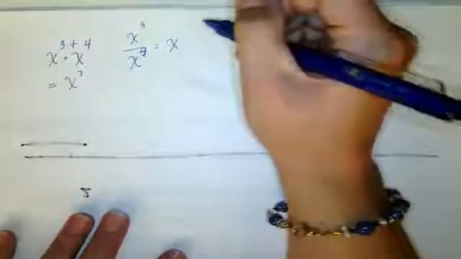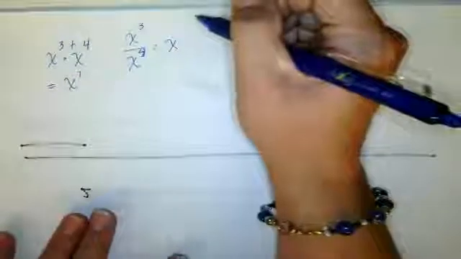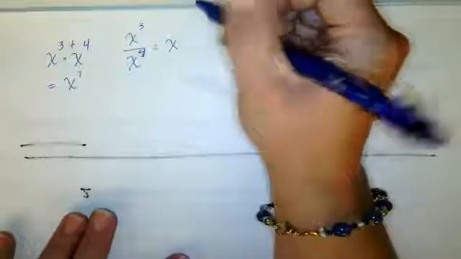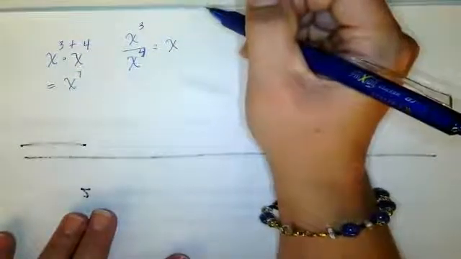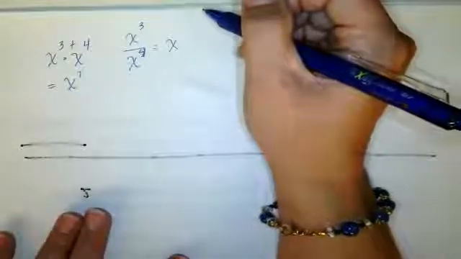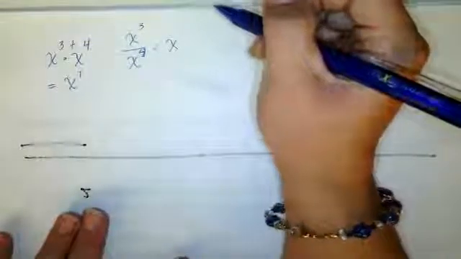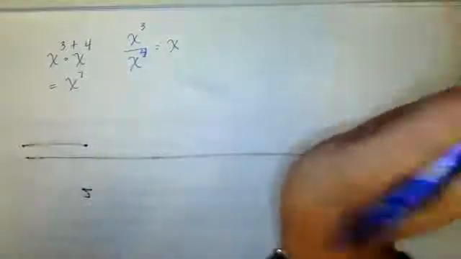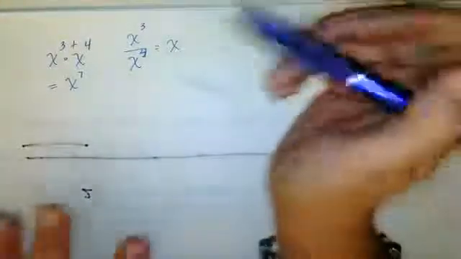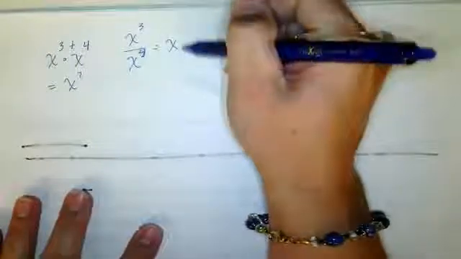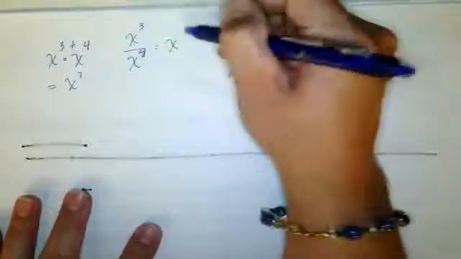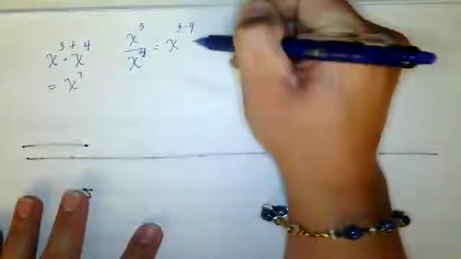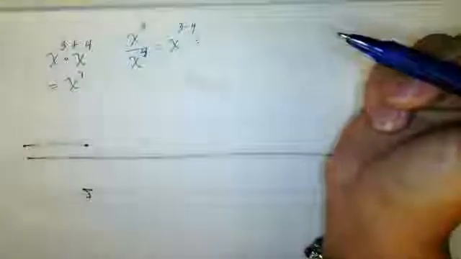But how do you subtract? You take the power of the denominator and subtract it from the numerator. So the technical rule is the base stays the same, and you do top minus bottom, 3 minus 4, and that's how it's defined, top minus bottom.